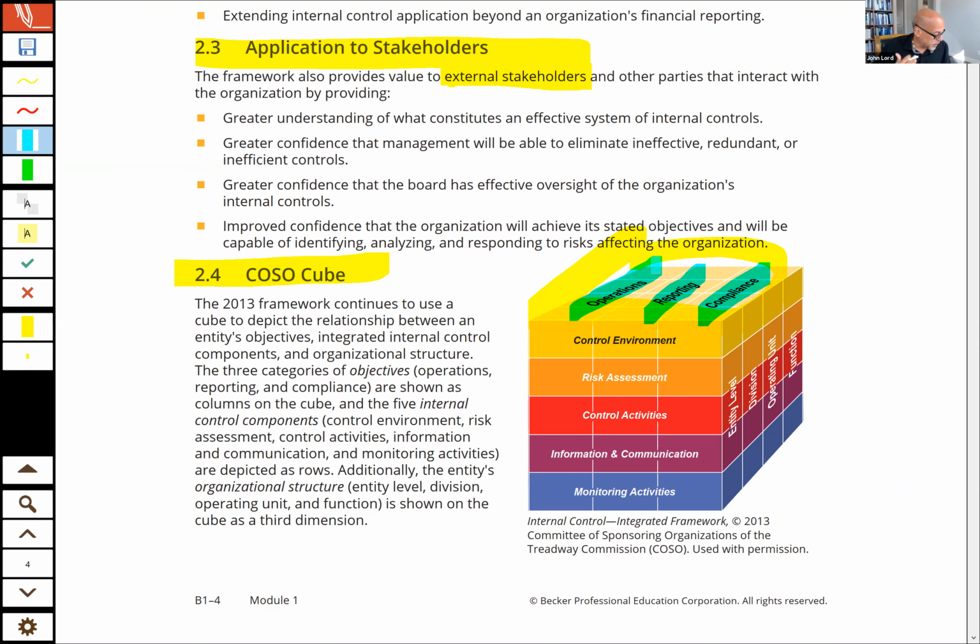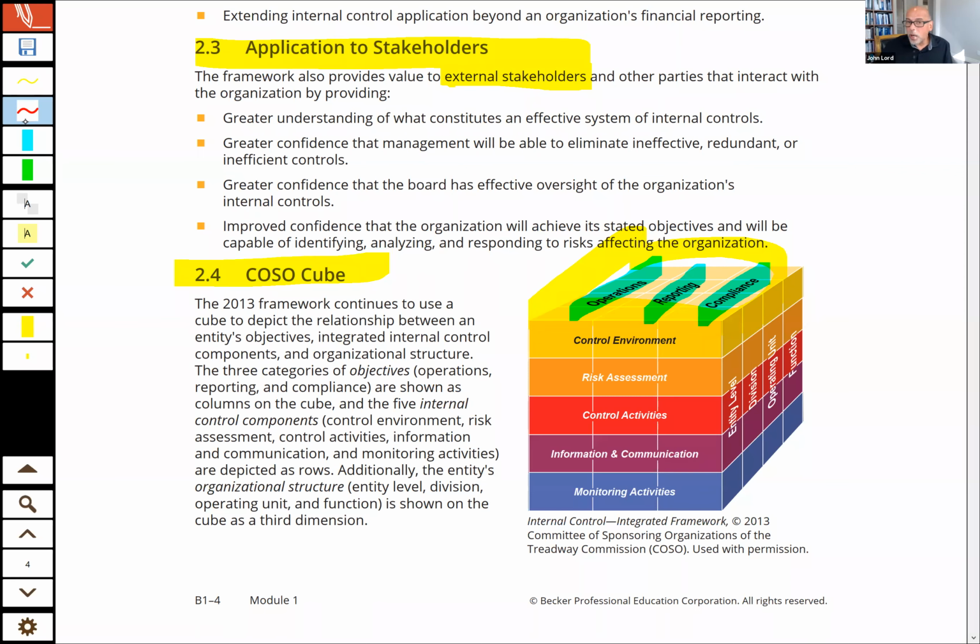Okay, now what I like about the way they did the cube here versus my annoyance, as you remember, with the way Becker presents the information in audit, they actually here put it in the order that it is contemplated by the COSO. Okay, so COSO contemplates that we have the control environment that sets the tone at the top. That's involving senior management, board of directors in this whole process. Then there's a risk assessment. Risk assessment looks at threats to achieving the objectives of the organization. Reliability of financial reporting, compliance with laws.